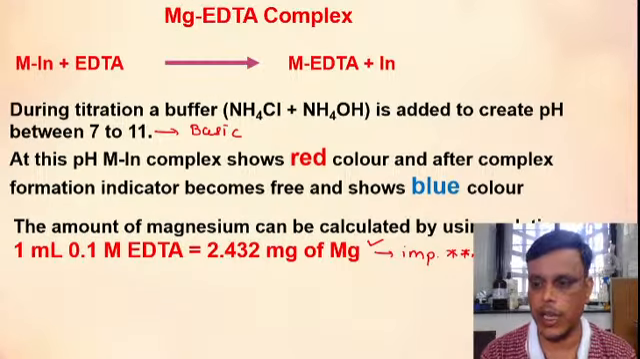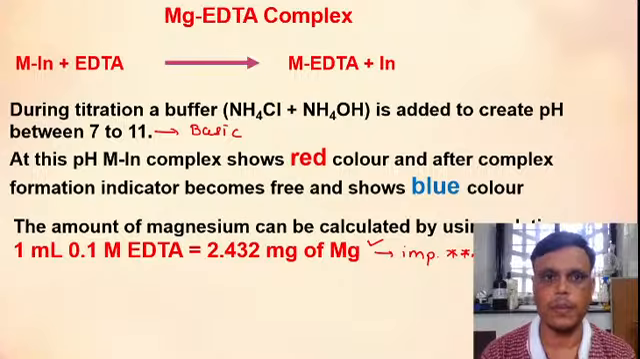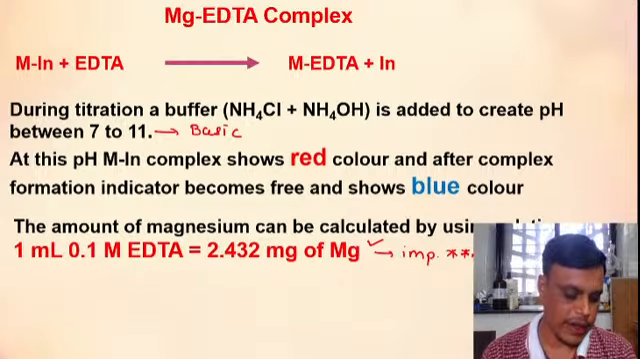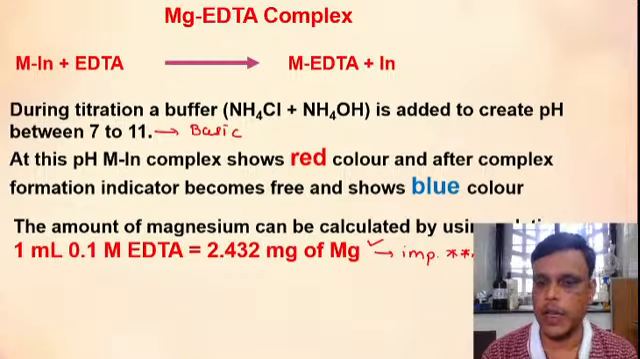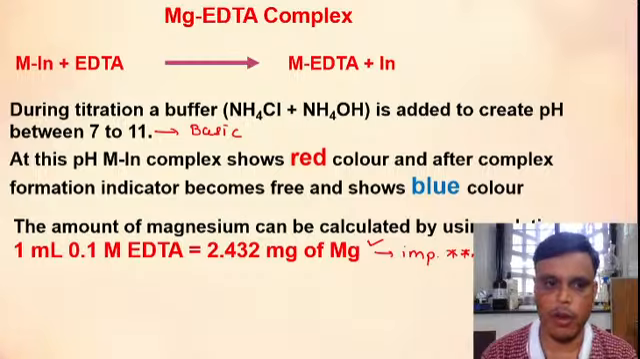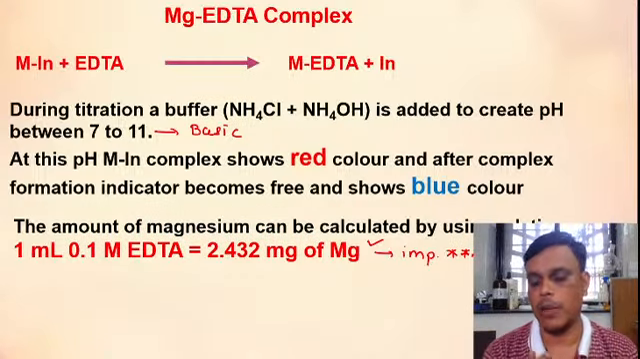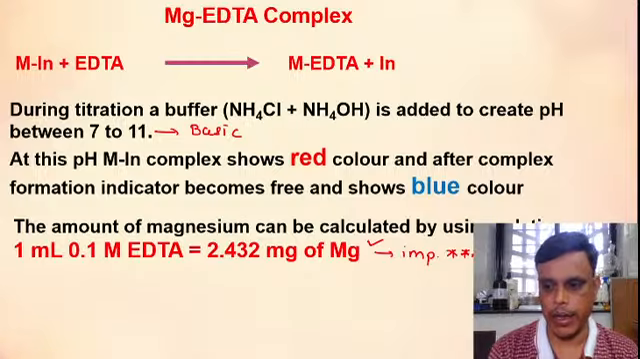ठीक है, लिख लिया सब लोगों ने? Yes or no? लिख लिया कि नहीं लिख लिया? The amount of magnesium can be calculated by using the following equation, and the equation is nothing but 1 ml 0.1 molar EDTA corresponds to 2.432 milligram of magnesium. Okay.